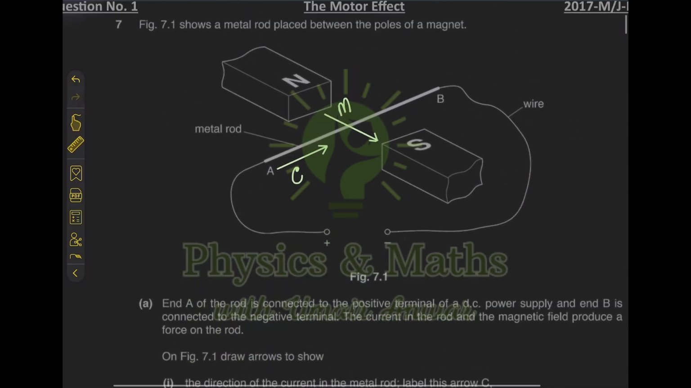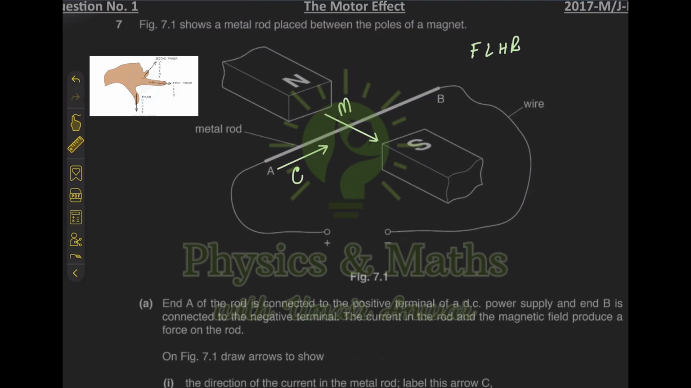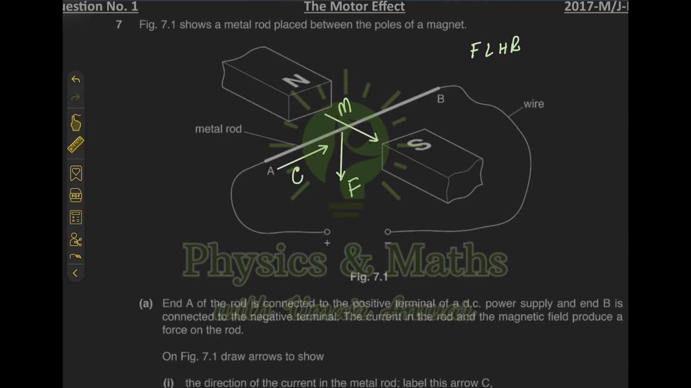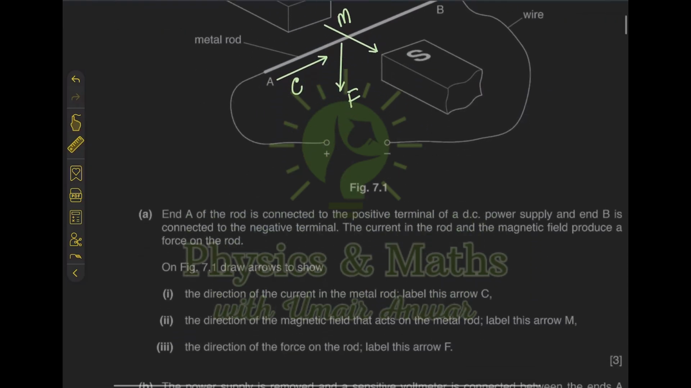Now we will be using Fleming left hand rule here to find the direction of the force. So the first finger would be aligned with the direction of the magnetic field. The second finger would be aligned with the direction of the conventional current flowing. And now the thumb will give us the direction of the force acting on the rod. So in this situation, the force is acting down the page or in this direction. So it will be making the rod move in the downward direction if the rod is movable.